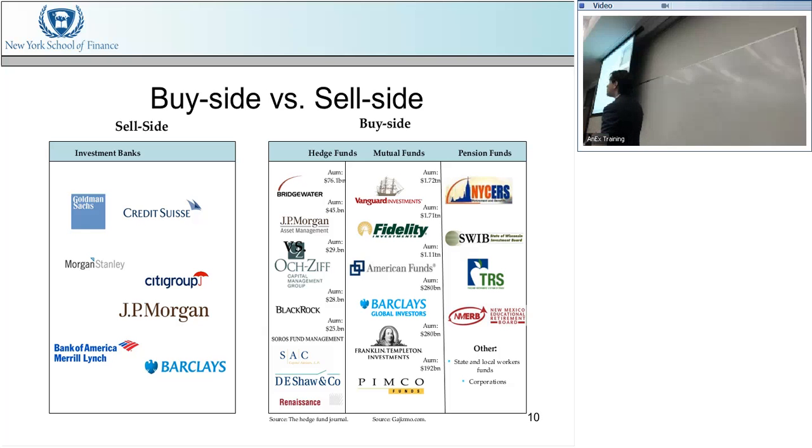A lot of people say they start with the sell side and then move to the buy side. Because on the sell side, you learn the skills. When you're working with a lot of clients, you're building all these models, you're really building a good foundation. Then on the buy side, you're using that foundation to try to generate a return for your fund.